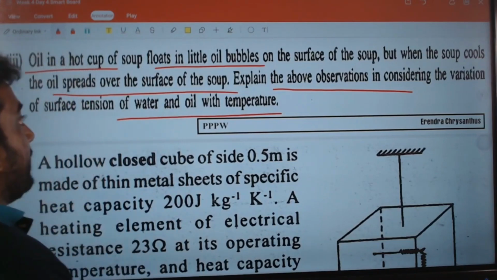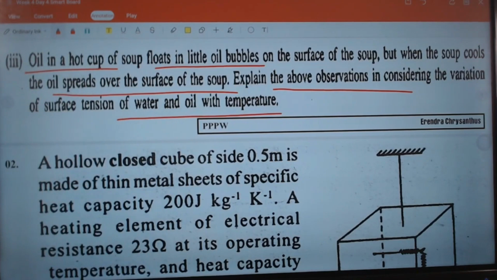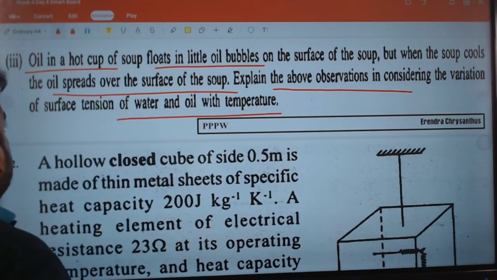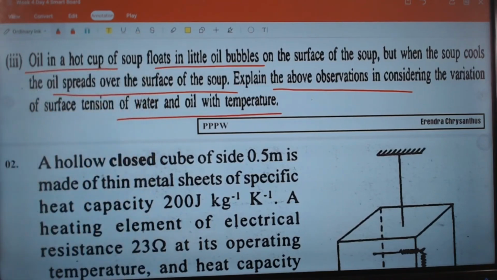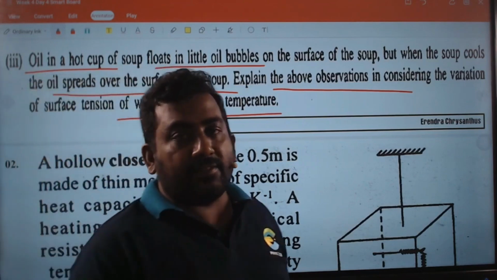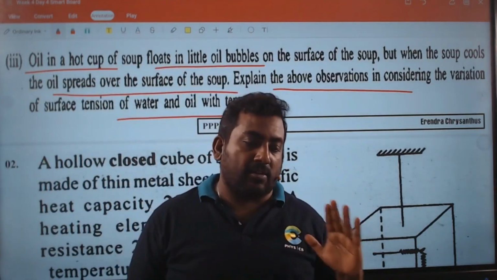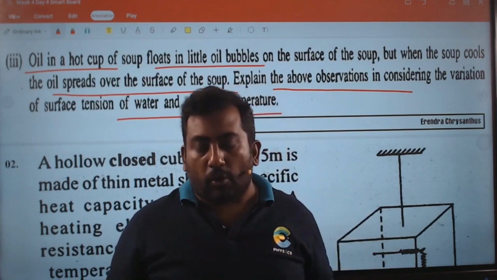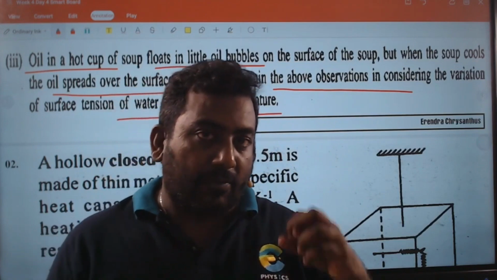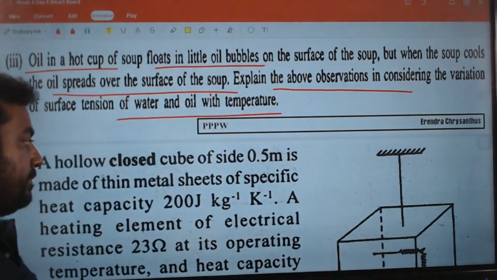When the soup is very hot, surface tension of oil is greater than surface tension of water. Therefore, small oil bubbles will form.